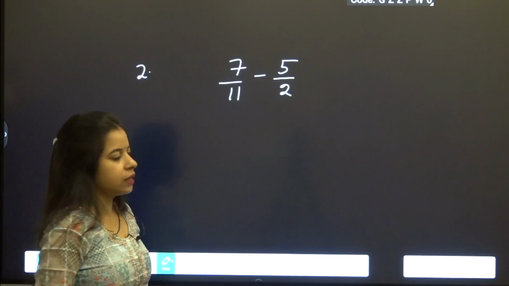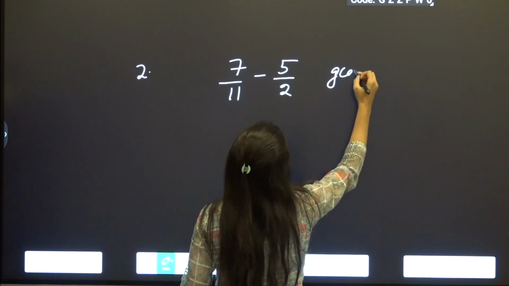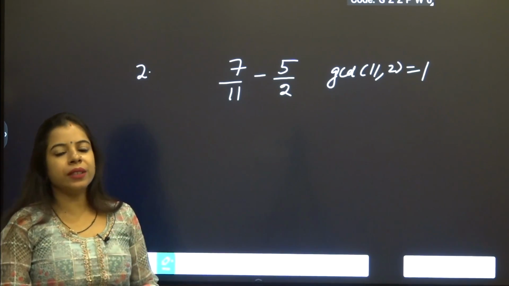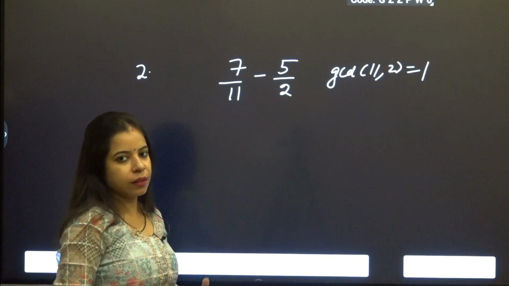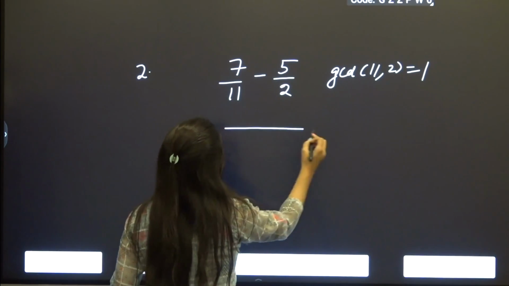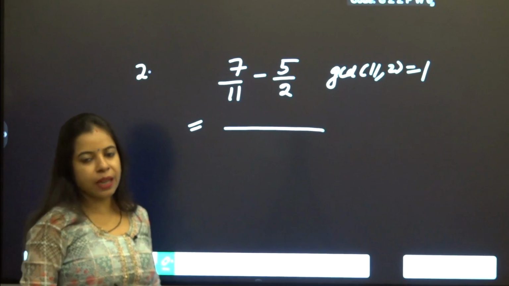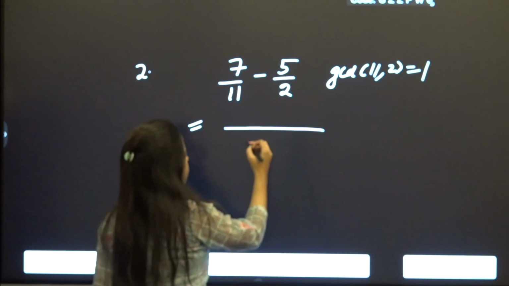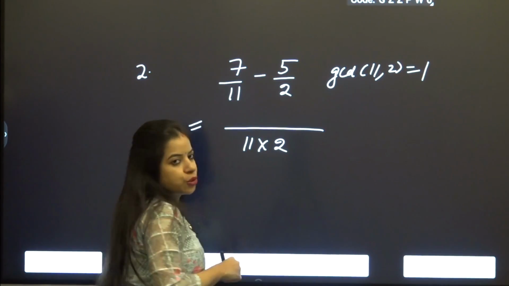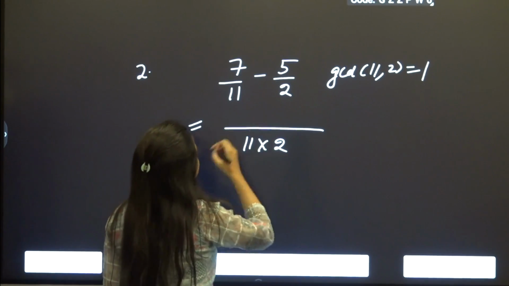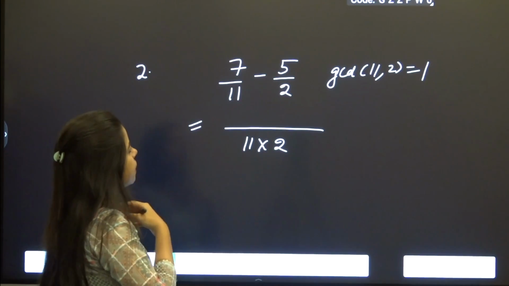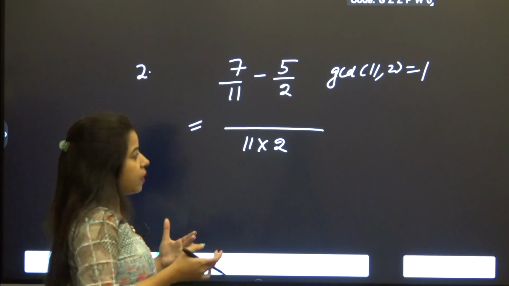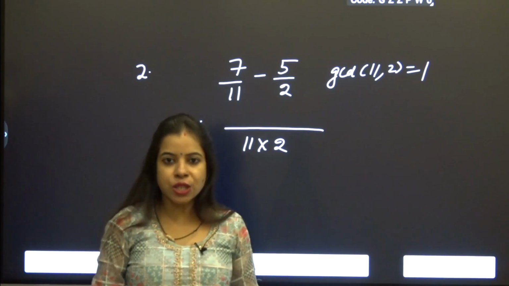Now we can see that the GCD of 11 and 2 is 1. So we simply cross multiply and subtract, and in the denominator just consider the product of the denominators. So the denominator is 11 into 2, and in the numerator, see, fractions are never negative. That's the difference between fractions and rational numbers.